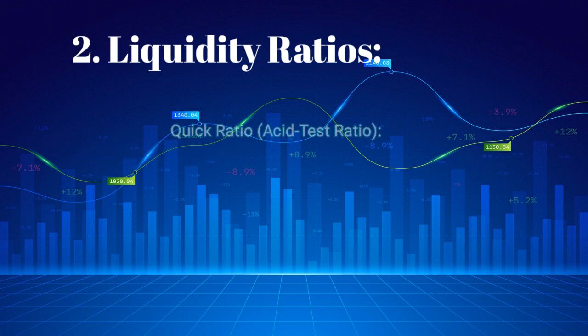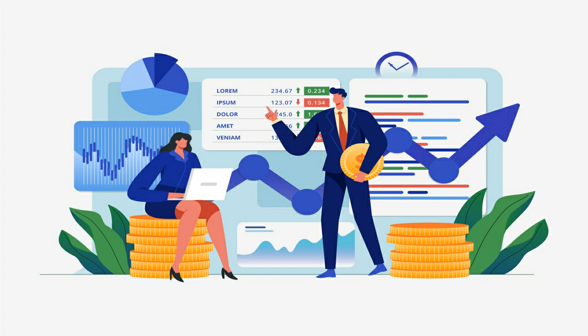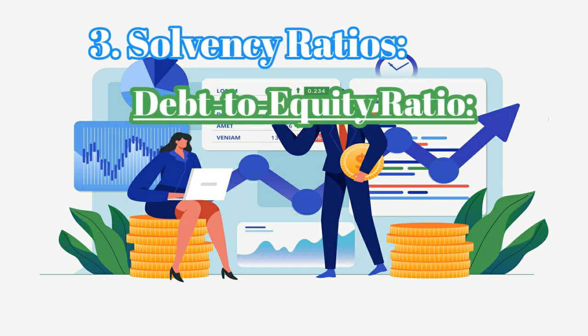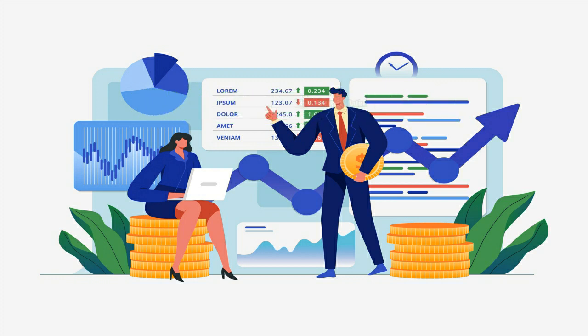Quick ratio, acid-test ratio. This is a more stringent measure of liquidity than the current ratio, excluding inventory from current assets. A higher quick ratio indicates a company's ability to meet short-term obligations without relying on inventory sales. 3. Solvency ratios. Debt to equity ratio. This ratio measures a company's financial leverage, comparing its total liabilities to its total shareholders' equity. A lower debt-to-equity ratio indicates a company's ability to manage its debt burden and is generally considered safer.